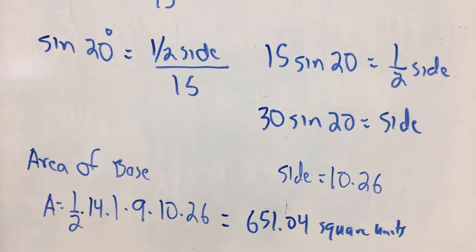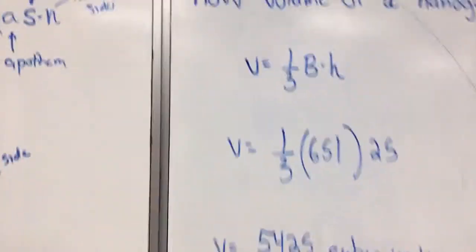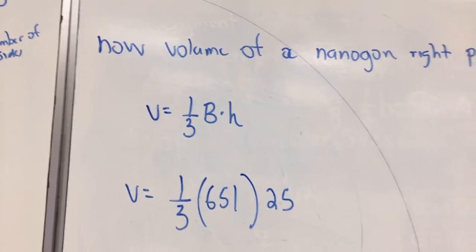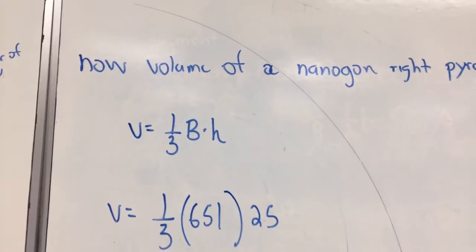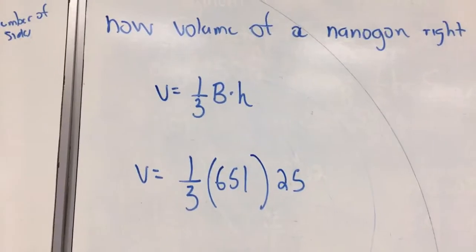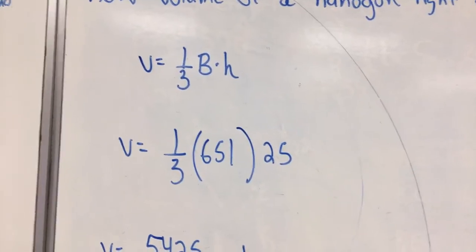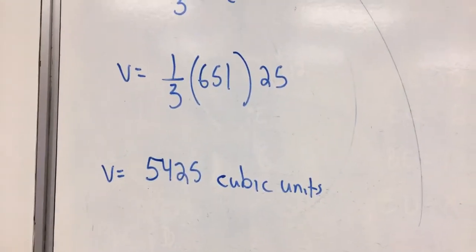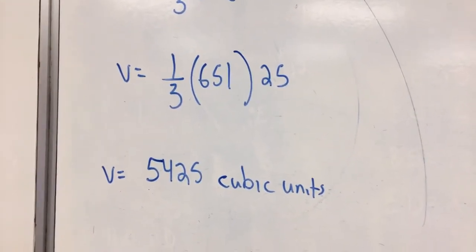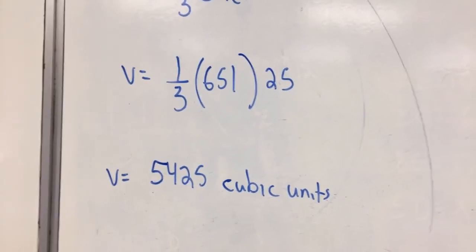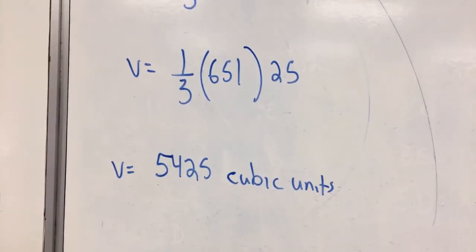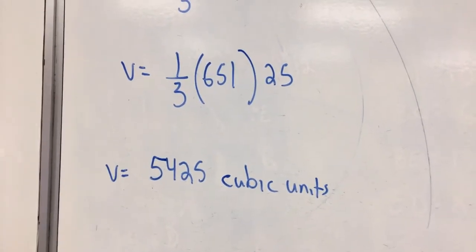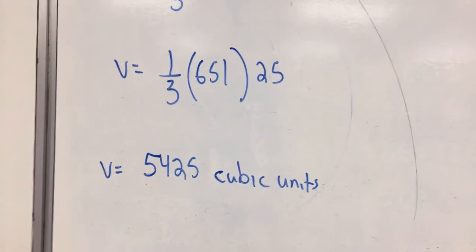Now, the volume is very straightforward. The volume of a pyramid is simply 1/3 the area of the base times the height. We know the area of the base and we know the height, and we can certainly multiply and divide by 3. So the volume of this nonagonal right pyramid with a radius of 15 and a height of 25 is approximately 5,425 cubic units. That's the easy part.